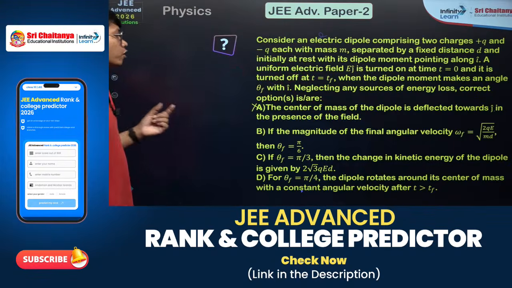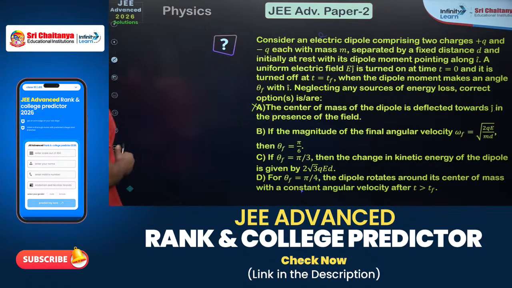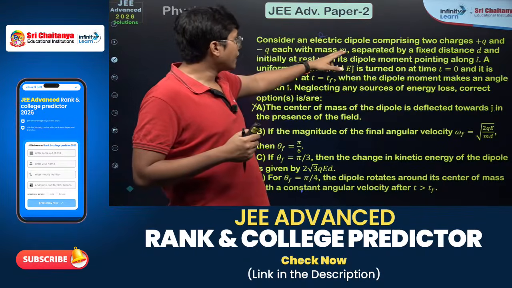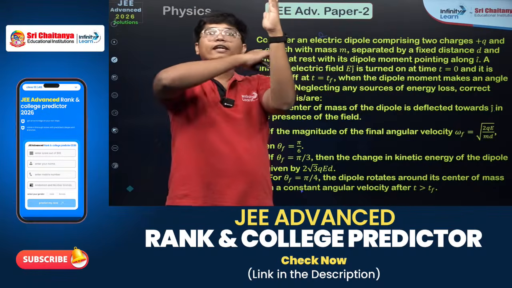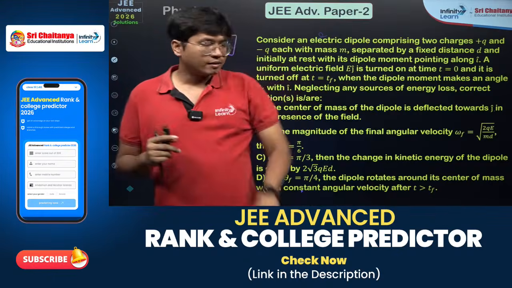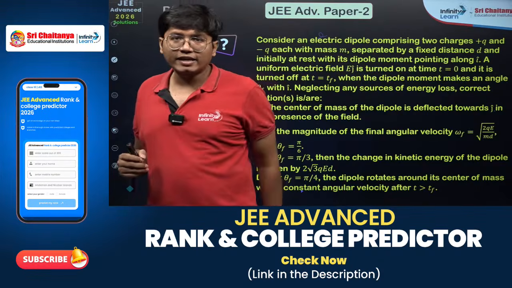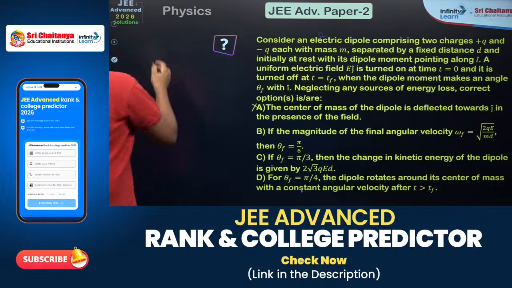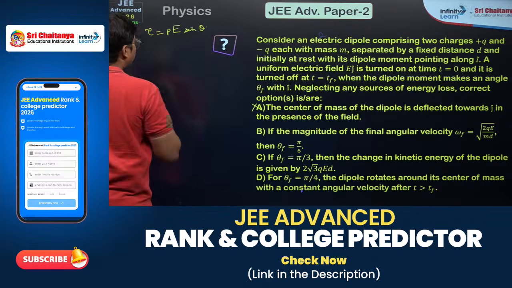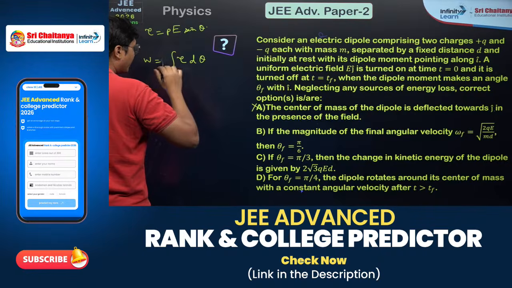Next thing they are asking, magnitude of the final angular velocity. Now how do you get to the magnitude of the final angular velocity? You see, find the total work done. Your dipole was basically in i cap direction and your electric field was in j cap. And it turns up till an angle theta f. So obviously there's a torque applied till that angle theta f. Find the work done by that torque. We know torque is PE sin theta. So work done, if I go with tau d theta, think about the limits.